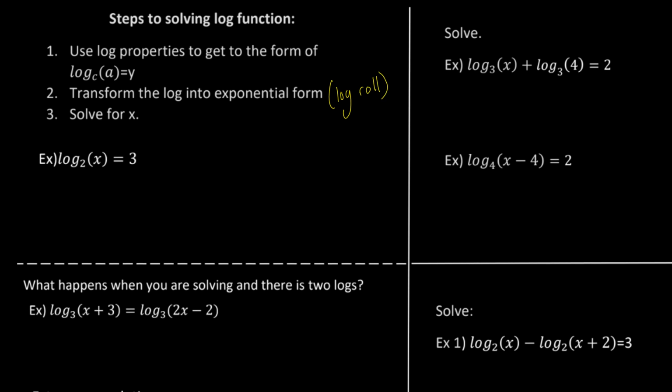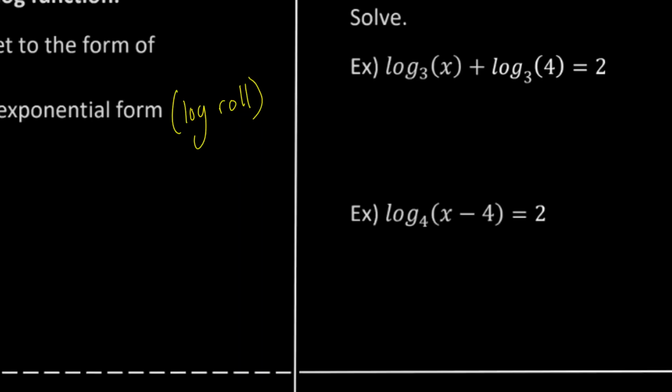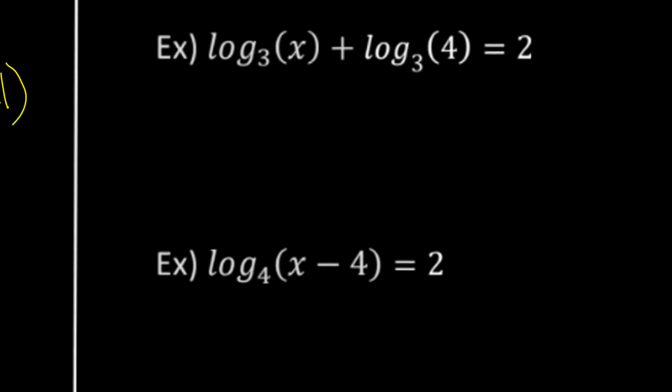Now, on the right-hand side, the top one is a little bit more tricky. Why is it tricky? You have two logs. So your first step is to condense those into one. So this is the example I'm going to do. How can I condense those two logs? When I'm adding two logs of the same base, I can condense them into one by multiplying the terms. So it turns into log base 3 of 4 times x.